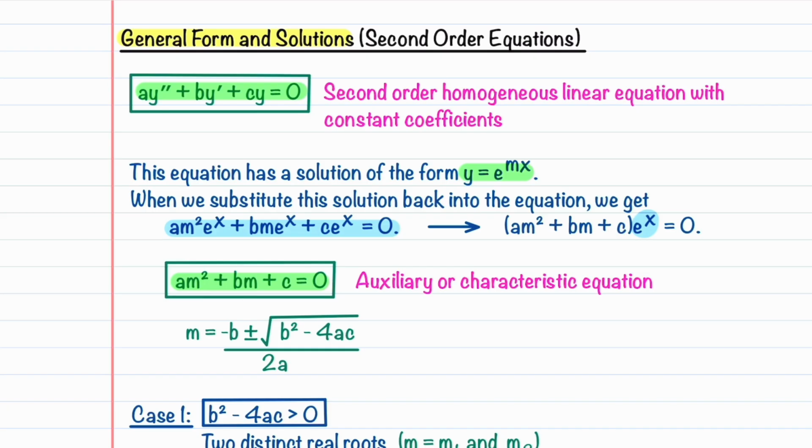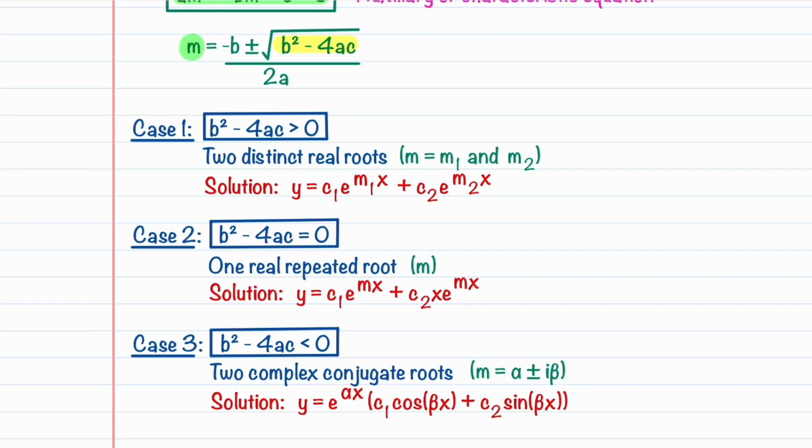We can solve this equation for m by using the quadratic formula, and we get minus b plus or minus the square root of b squared minus 4ac all divided by 2a. The type of roots for this equation depend on what's inside the square root, b squared minus 4ac, and that's called the discriminant. There are three different types of roots that we can get to this equation. The first type is when b squared minus 4ac is greater than 0. When that happens, we're going to get two distinct real roots, and we're going to call them m1 and m2.